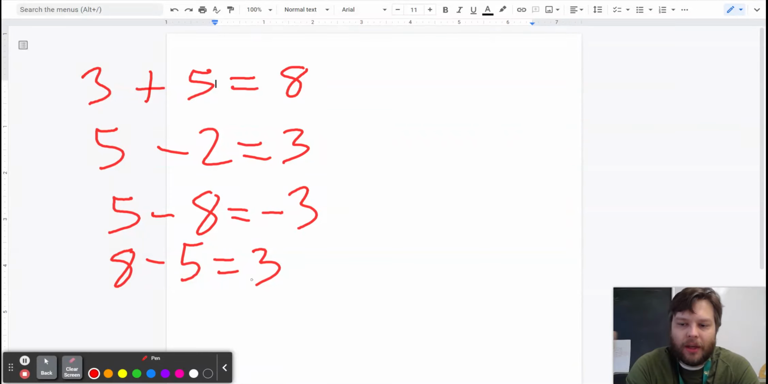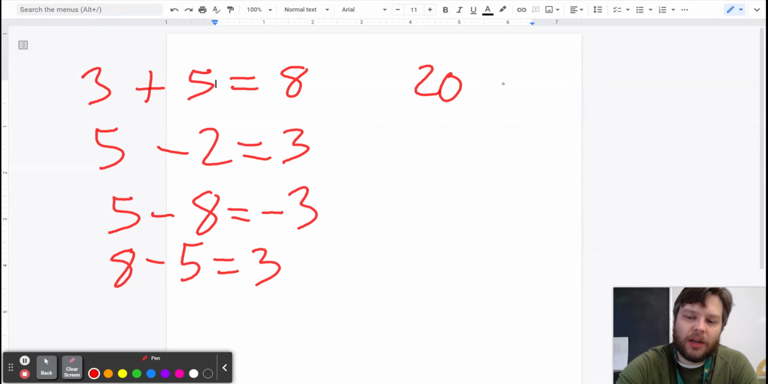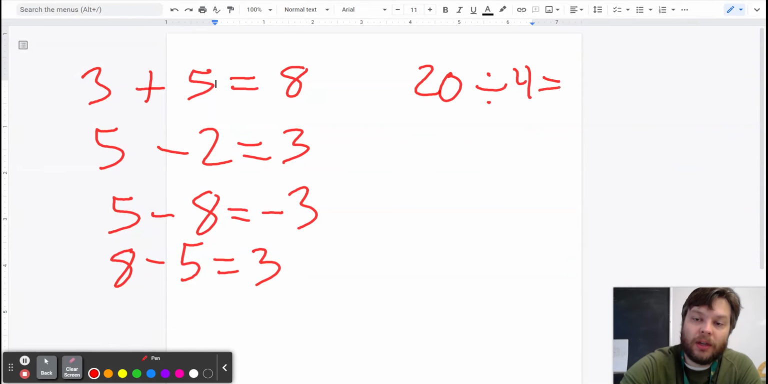I want you to think about another example. When you were younger, you were talking about, let's say you had 20 cookies and you wanted to make sure that you and 3 other friends, so 4 people, could each have the same number of cookies. So you did, okay, 20 divided by 4 is equal to 5. In other words, 4 goes into 20.